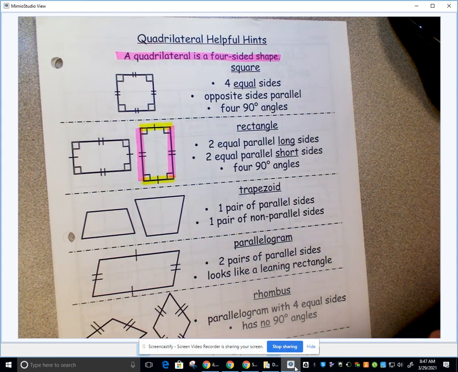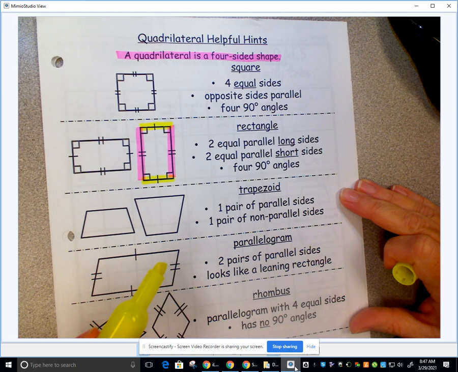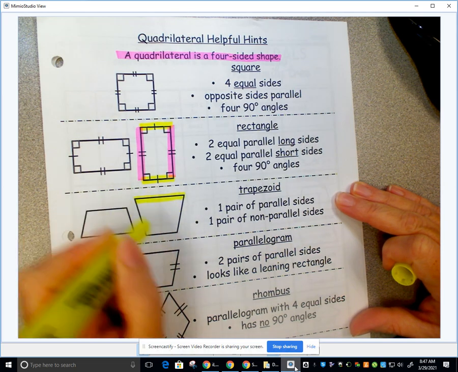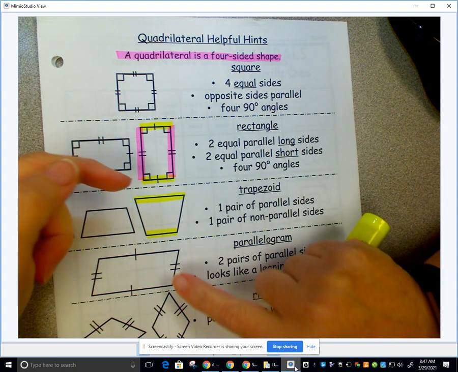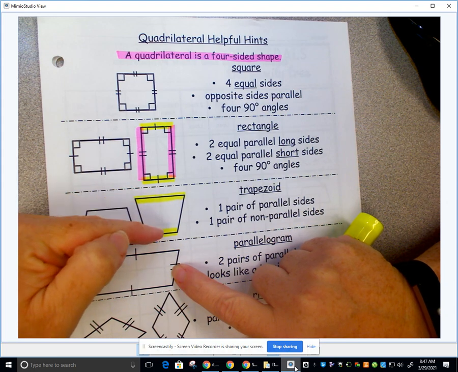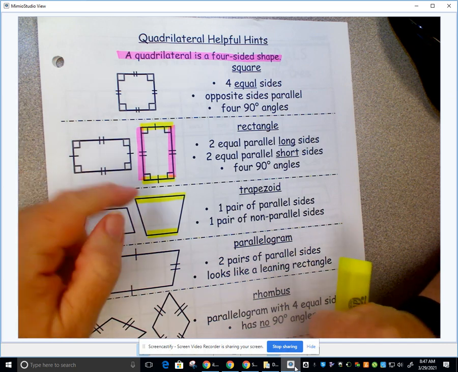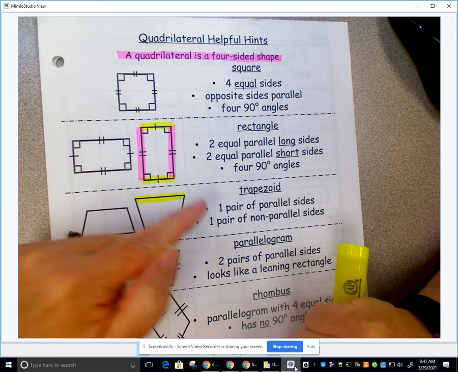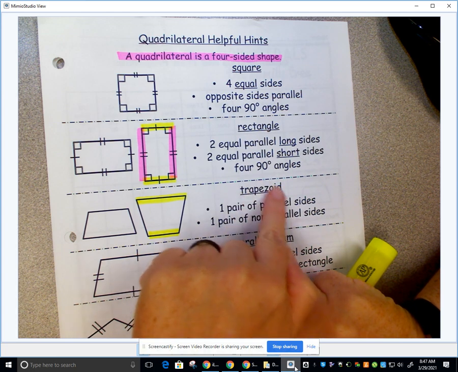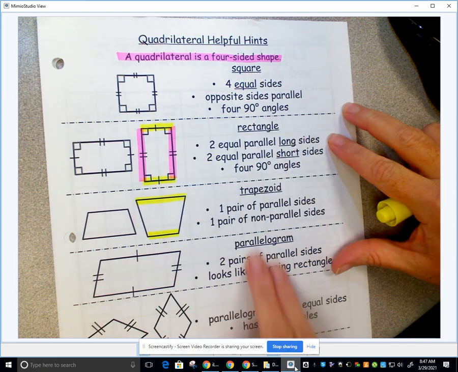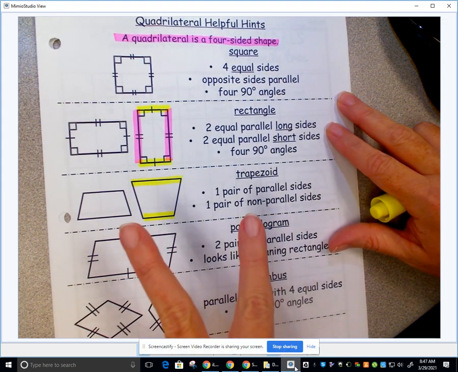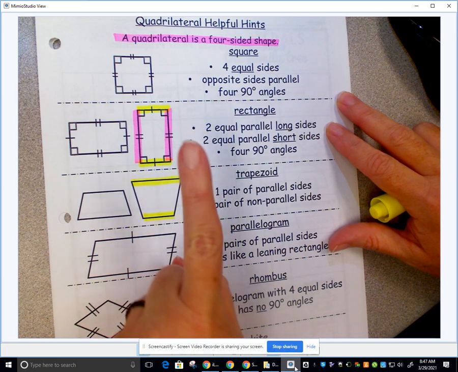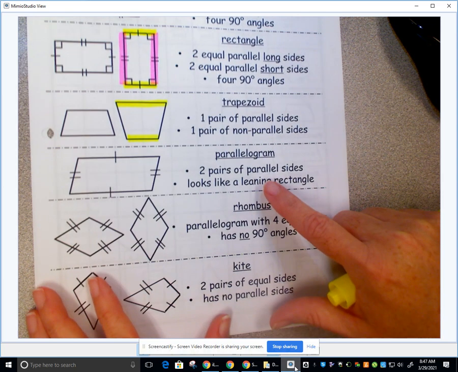A trapezoid has one pair of parallel sides. That means this is parallel to this. Notice we don't even see tick marks on these because these lines are not the same length. But we do see one pair of parallel sides. That is something unique about the trapezoid. You're going to notice all of these quadrilaterals will have two pairs of parallel sides, but the trapezoid has only one pair.